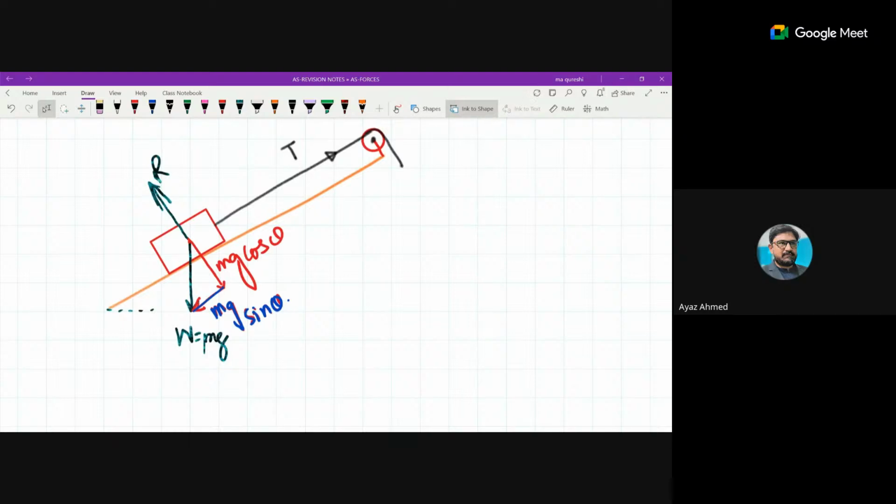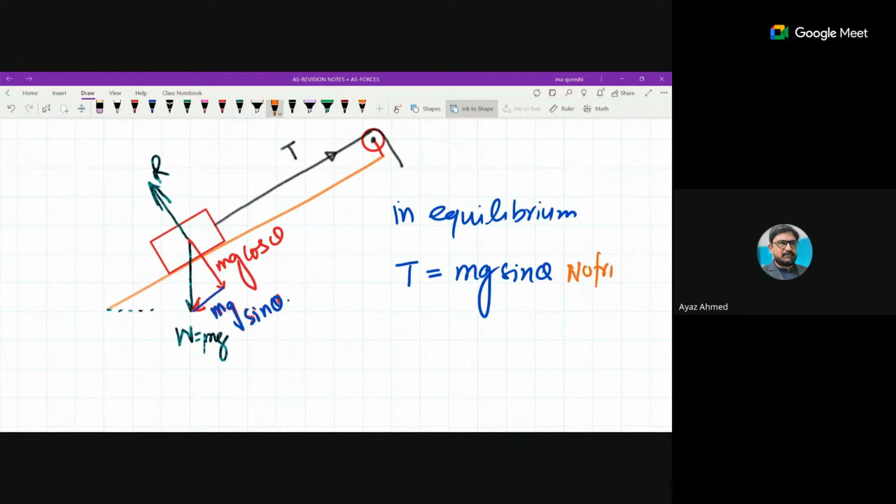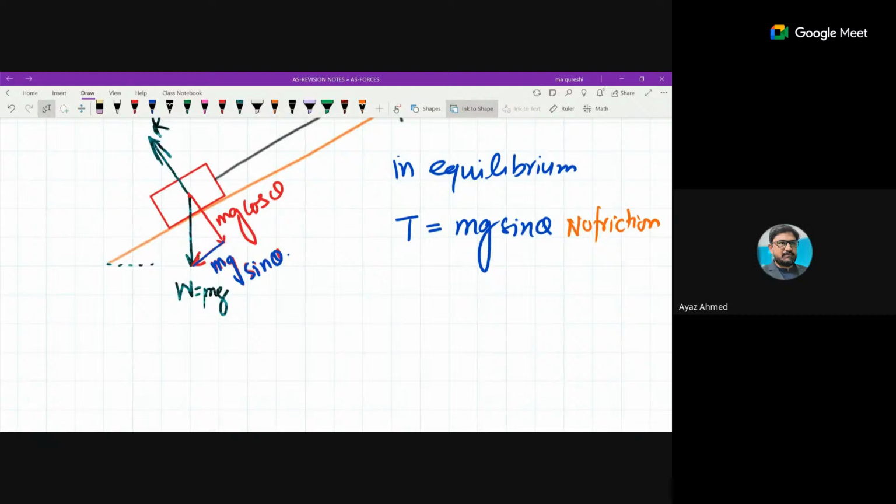Okay, so just see that if the body is in equilibrium, what about tension and weight? Tension is equal to mg sin theta. Yes, because here there is no friction. If there were friction, then definitely we would have to mention it. And in this case, it will be simple. The tension will be equal to mg sine theta.